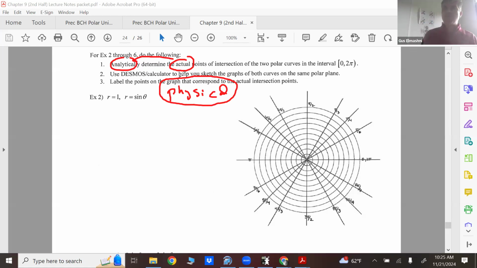Because remember, sometimes these things retrace themselves. That could happen. We have to be mindful, but then there's a redundancy that we have to be mindful about. Because if you had 2 comma pi over 4 and negative 2 comma 5 pi over 4, they're the same thing, right? Because they go back to the same place. So we just have to be mindful about that.